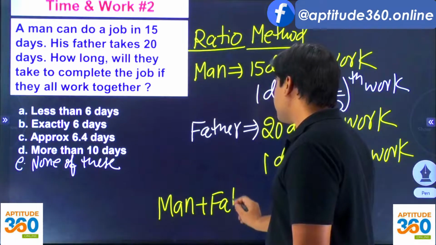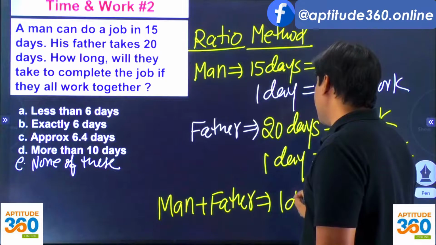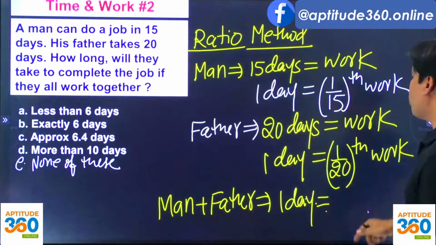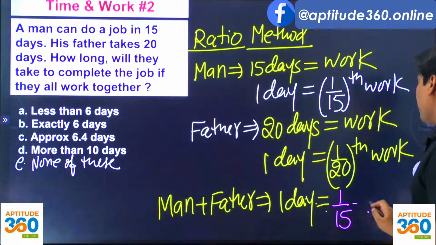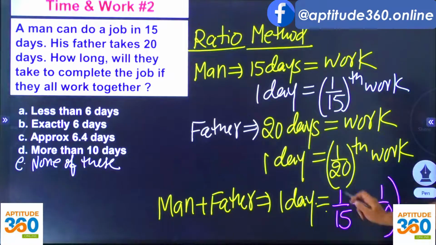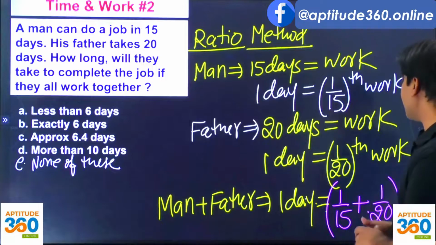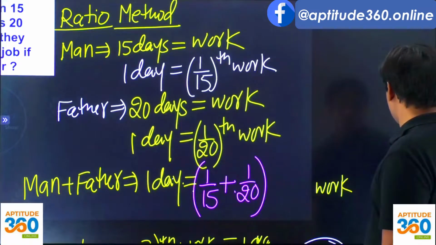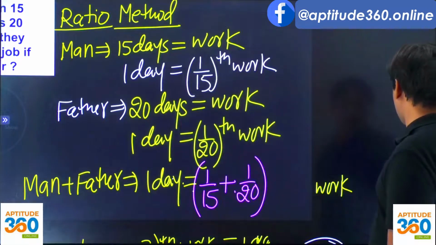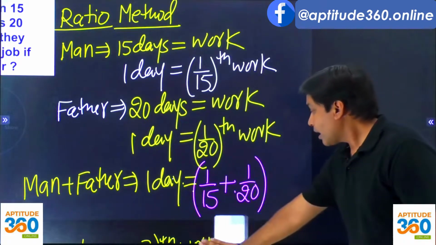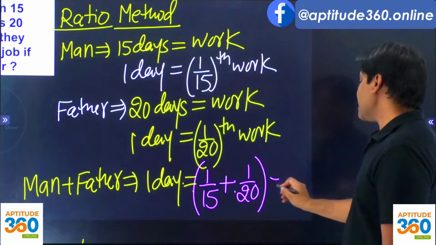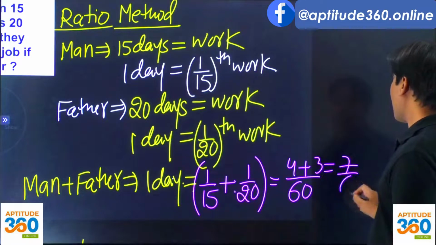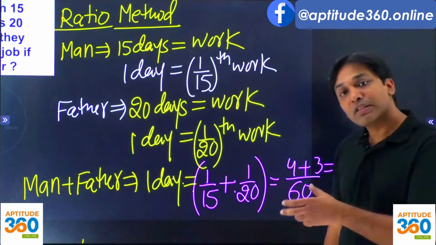And if both of them are working together, man and the father, then in one day this man does 1/15th of the work, whereas his father does 1/20th of the work. And if you simplify this, you will be finding out in one day how much work these two persons would be doing. So let us simplify this. The LCM is coming out as 60, and then this is 4, and then this is 3, 7/60. In one day, man and father would be doing 7/60 of the work.